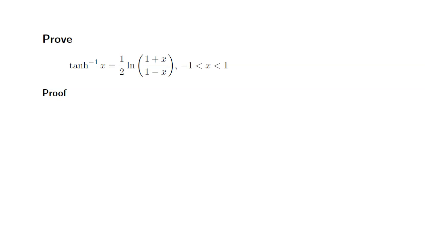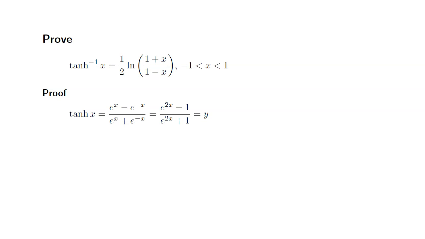All right, so let's start with the regular hyperbolic tangent of x, which is (e to the x minus e to the negative x) over (e to the x plus e to the negative x). To make it a little bit simpler, I'm going to multiply both the numerator and the denominator by e to the x, which gives us (e to the 2x minus 1) over (e to the 2x plus 1). And I'm going to set this equal to y, right?